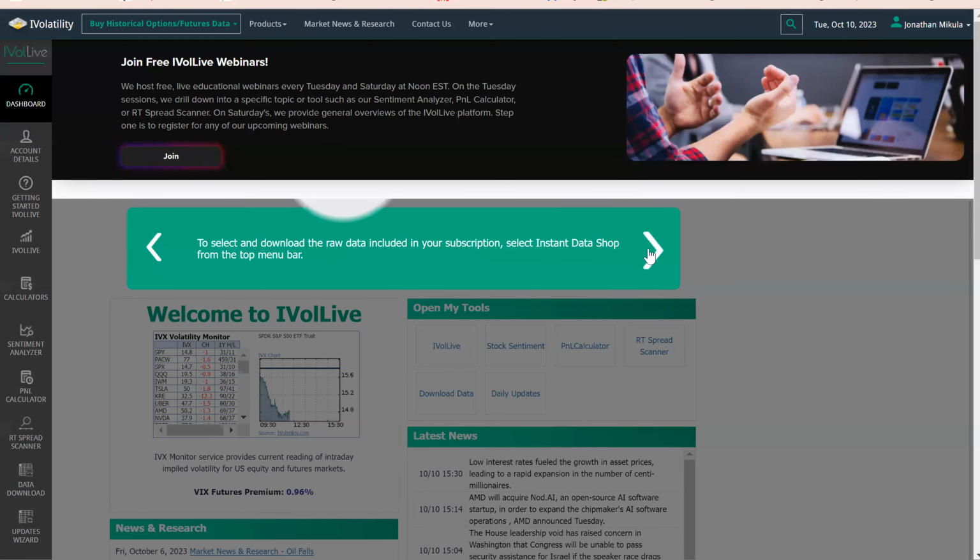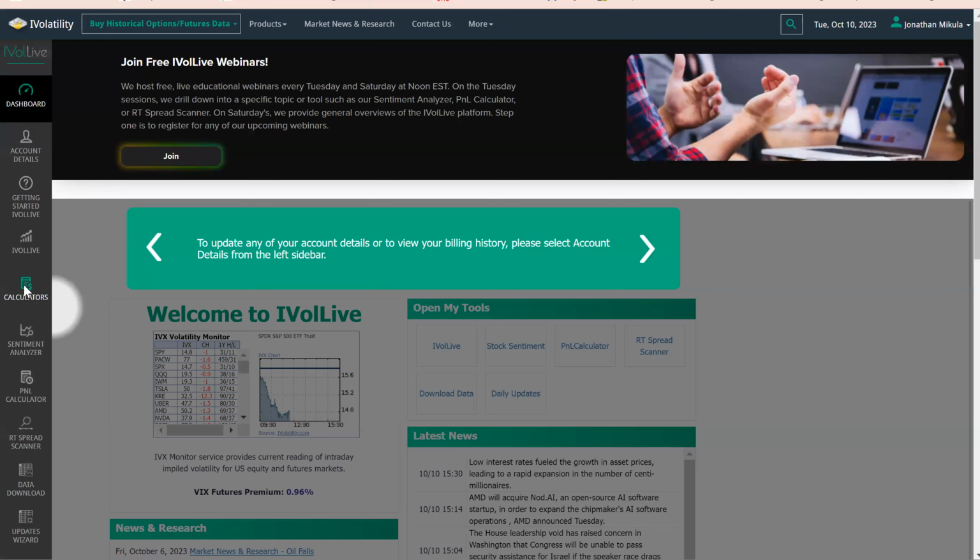From over here, looking at it top down, this is the dashboard, which is where we are right now. Account details is where you have your email, your phone number, your credit card, things like that. Getting started is where you would go for an A to Z walkthrough of iVolatility and what to expect. iVol Live is where we'll spend some time today.